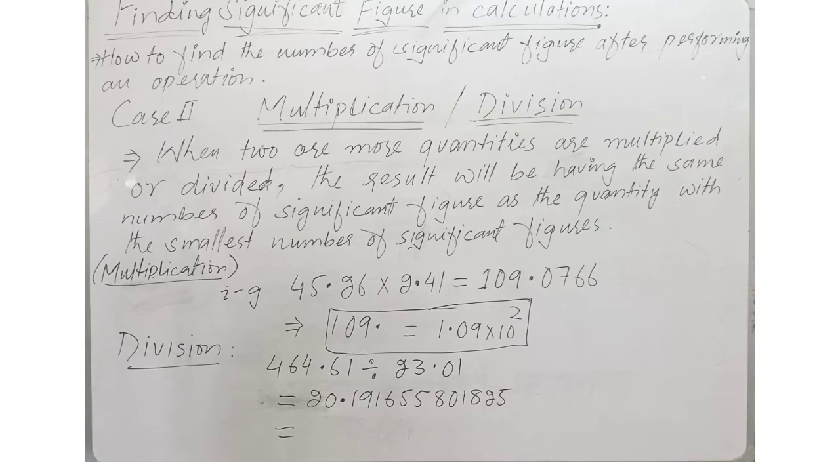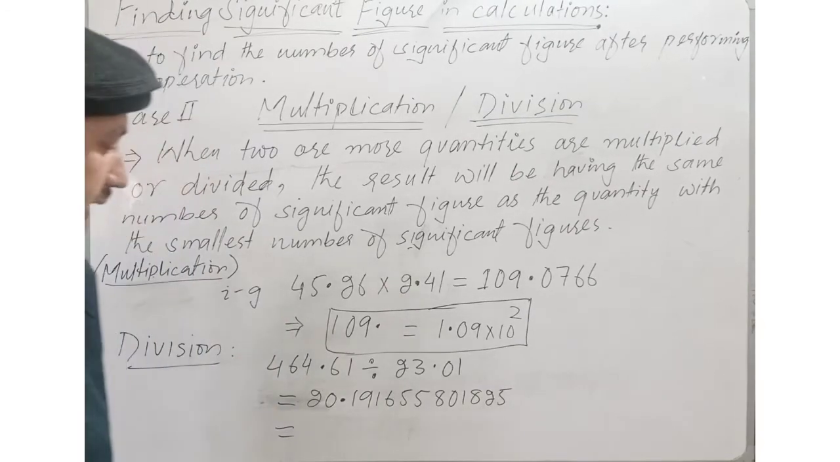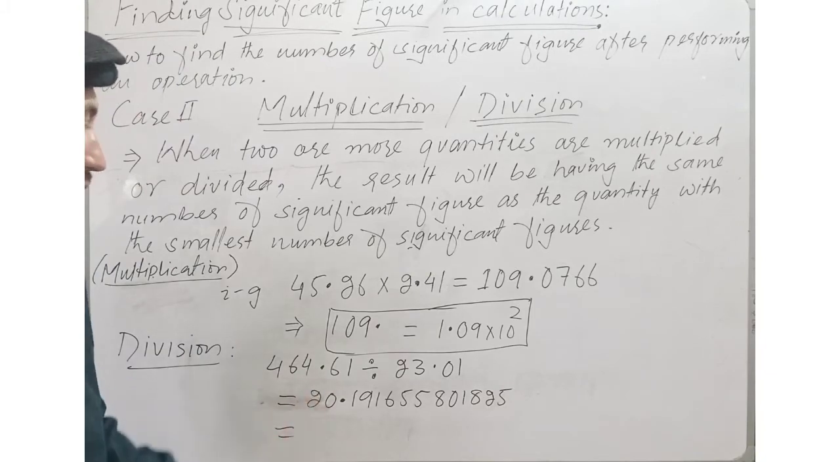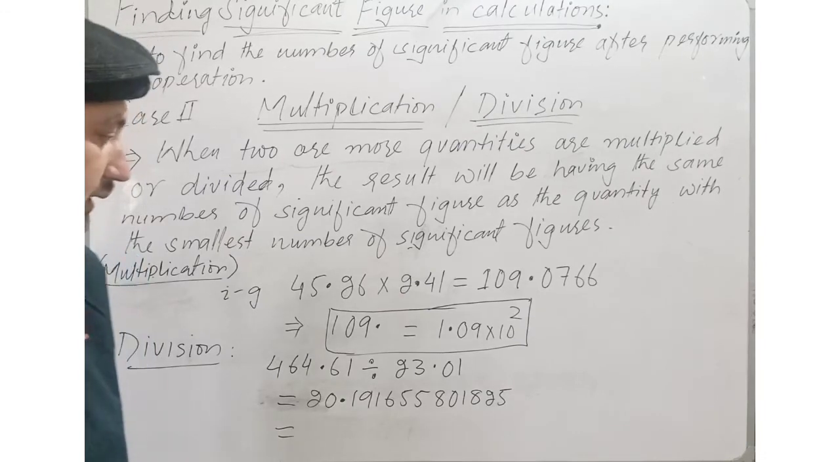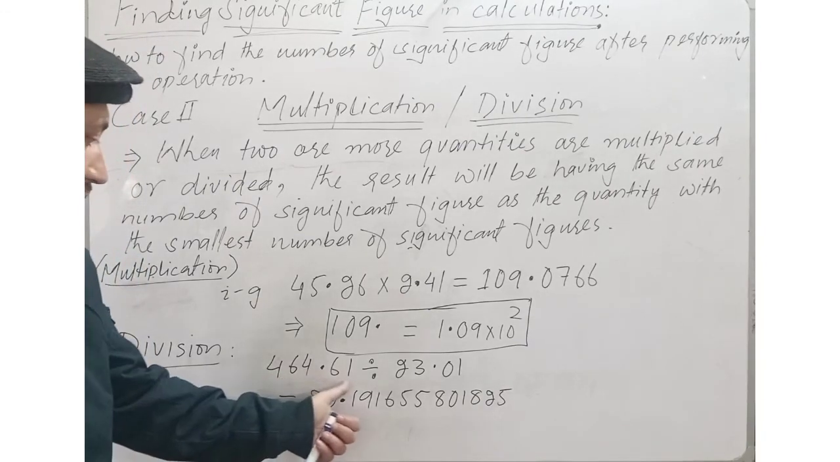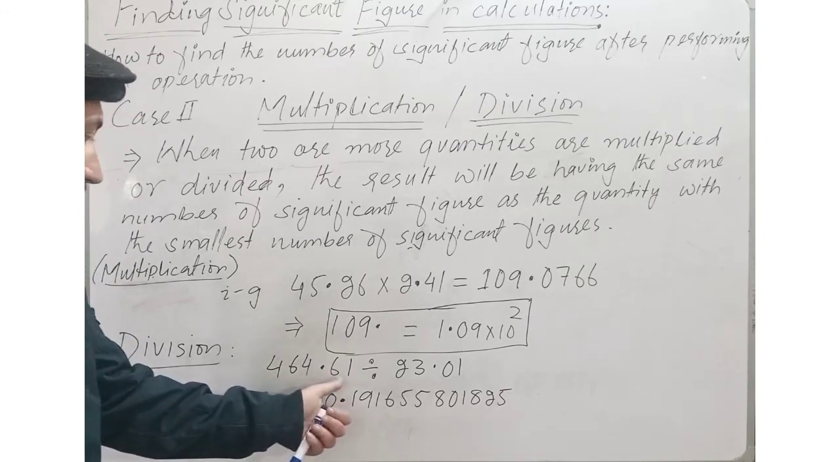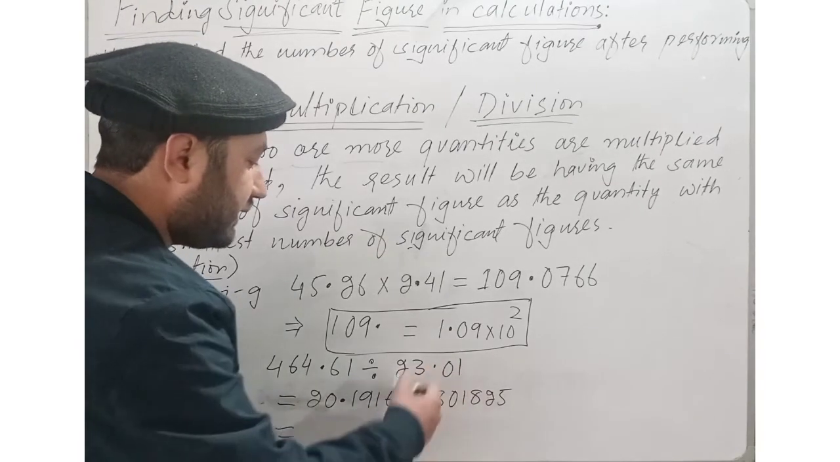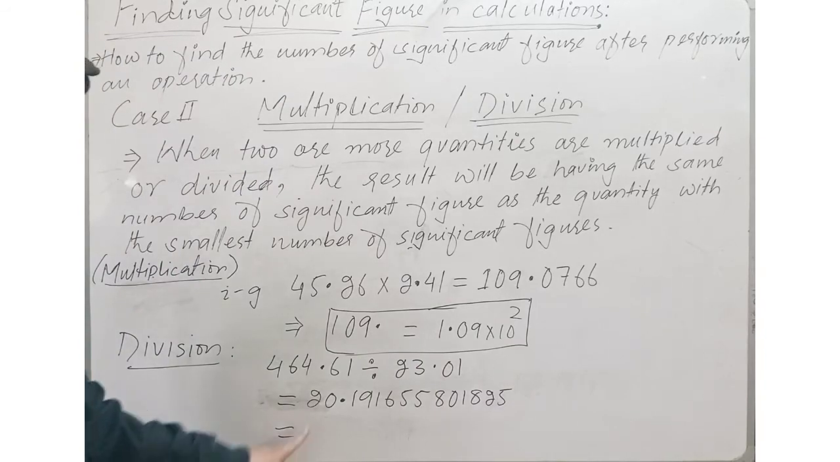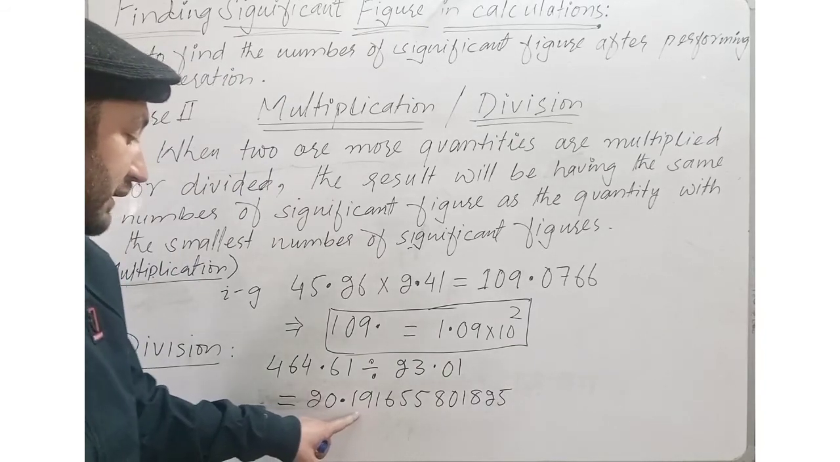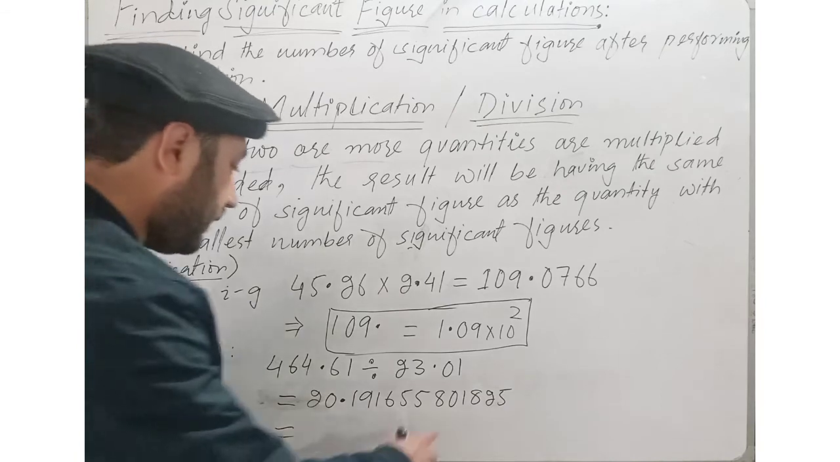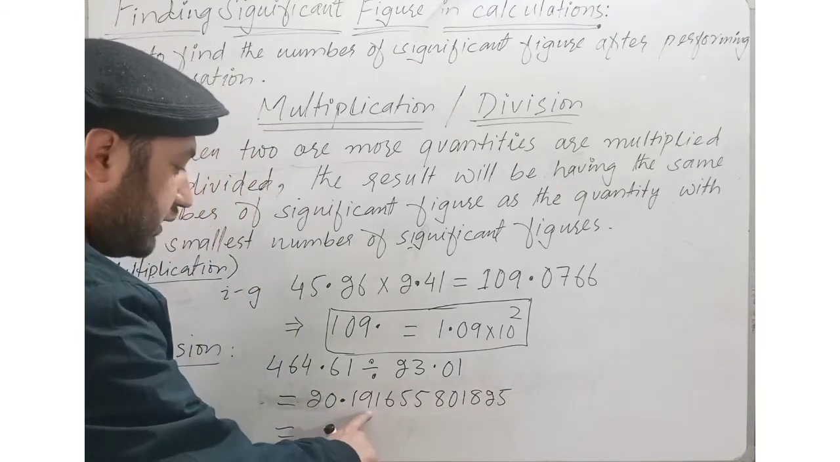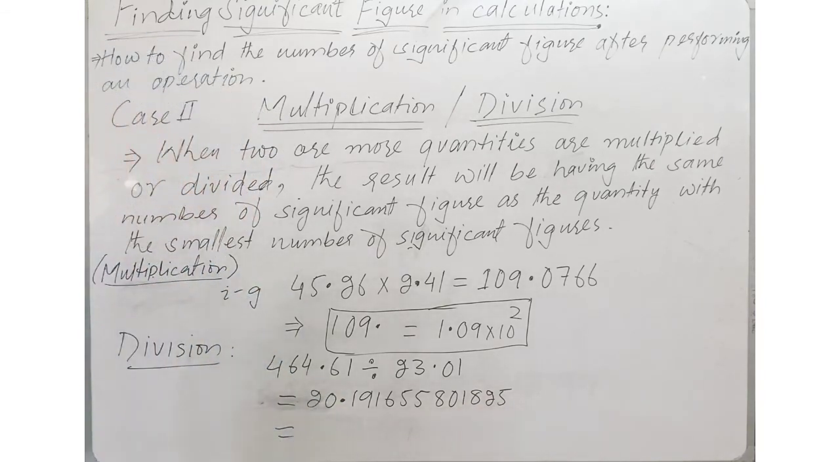Now we have to apply the same rule when we divide 2 quantities. First we have to look at the quantity which has the least number of significant figures. You can see this value has 5 significant figures and this one has 4 significant figures. So the least number of significant figures is 4, and we have to keep the same number of significant figures in our result. So we have to round off up to 2 decimal places so that we can get 4 significant figures.